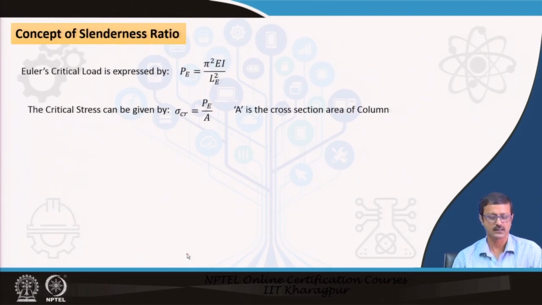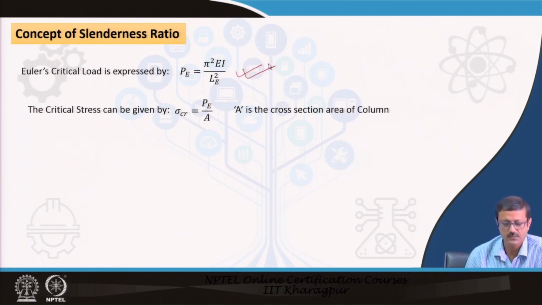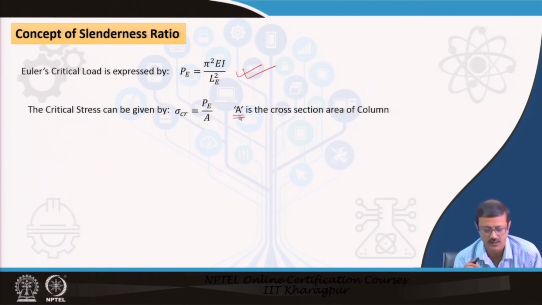Now there is the concept of the slenderness ratio, the Euler's slenderness ratio. We have found that this is the Euler's critical load. In this critical load, I want to find out the critical stress. Stress is nothing but load by area. So, I divide that critical load by the cross section area of the column, where A is the cross section area of the column.